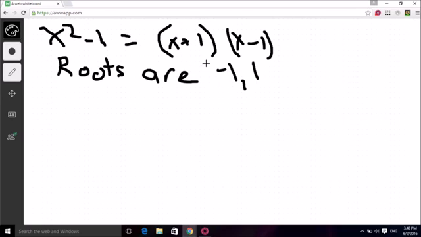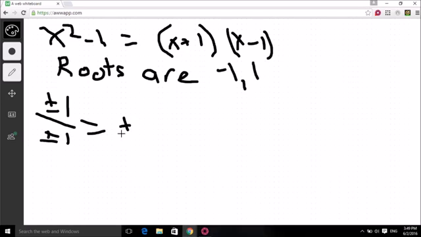Okay, so we know this equation, x squared minus 1, right? Well, we have to take this value divided by this value, with all the possible combinations. So that would be plus or minus 1 divided by plus or minus 1, which gives us plus or minus 1 as all the possible roots. Okay, so let's try positive 1 as our first root.